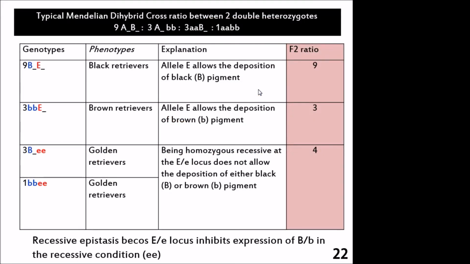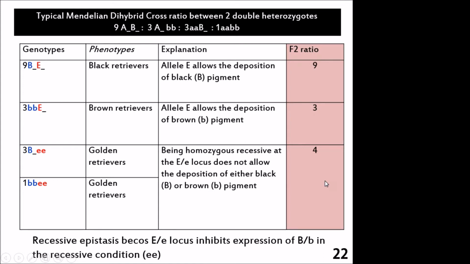So in table form, we don't have it, but it doesn't matter, it means the same thing. Just as I said just now, 9331: to be black, you must have at least one big B for the black pigment, and at least one big E to deposit the pigment. To be brown, you be small b, right? And you must have at least one big E to deposit the pigment. But these guys here, who have two small e, they will all be golden because they cannot deposit any pigment. That's why the ratio is a modified 9331 ratio. It's a 934. Okay? So this is useful.